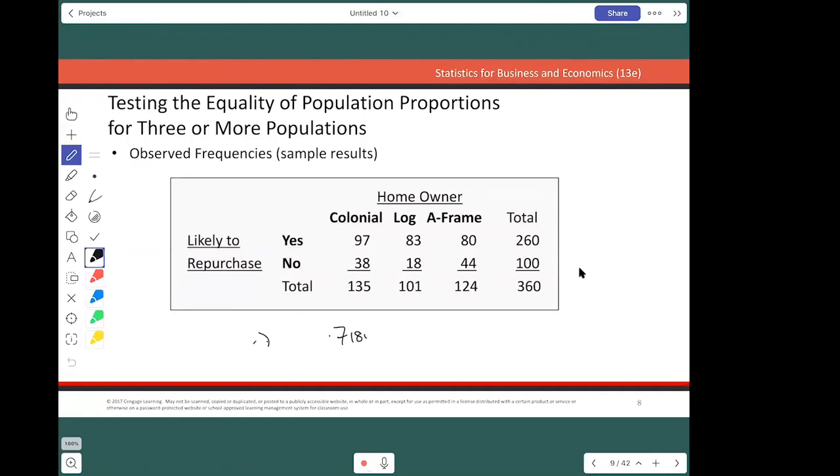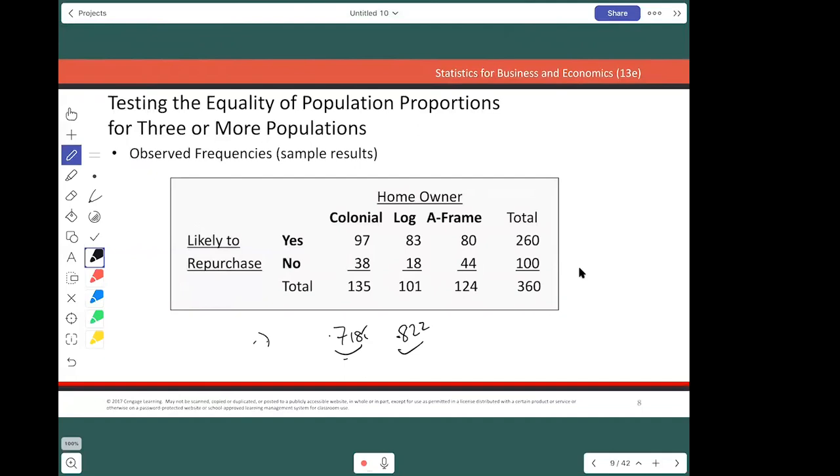0.185. Something like that. 83 out of 101. 83 divided by 101 is 0.822. So if you look at this, the sample estimate is 71% or 72%. This is 82%. Let's see, 80 over 124.